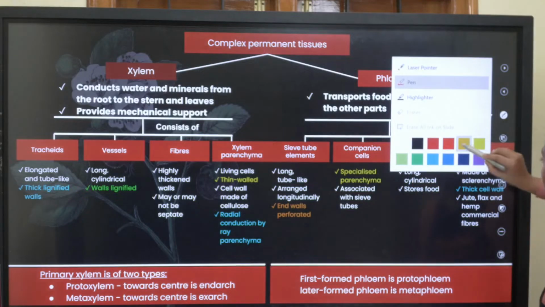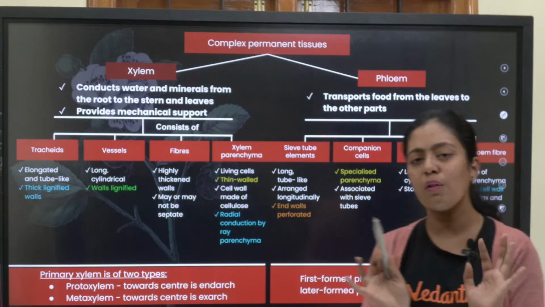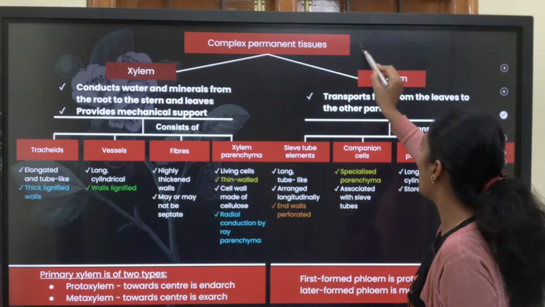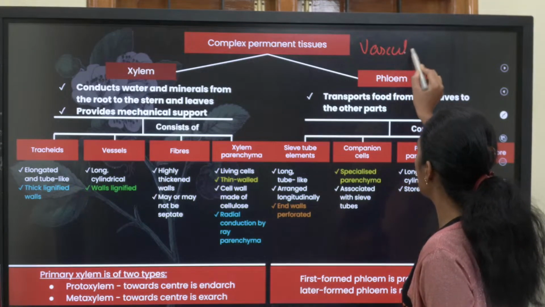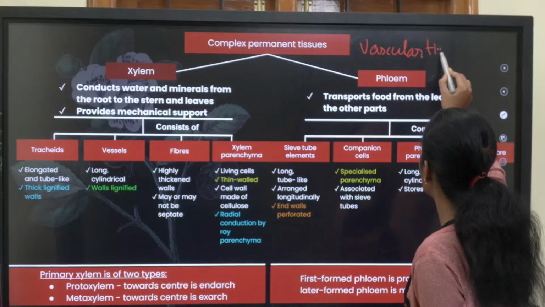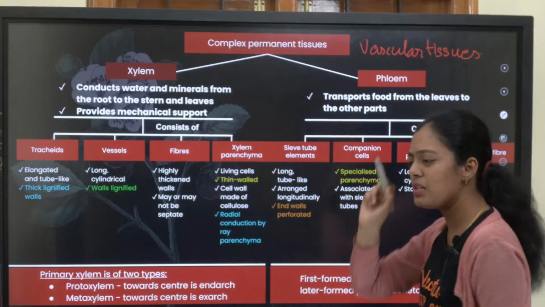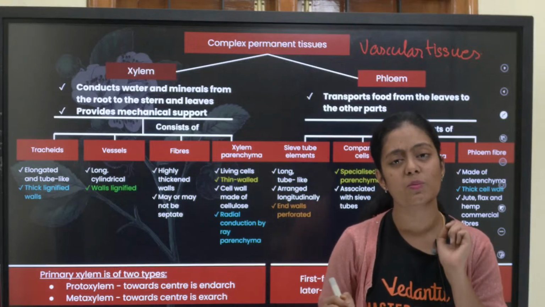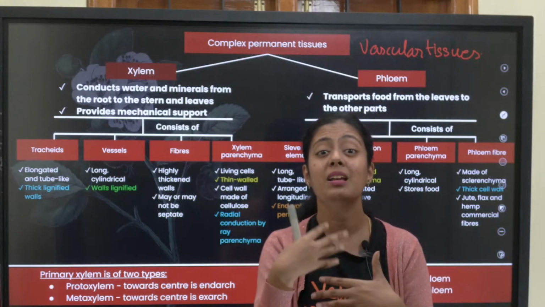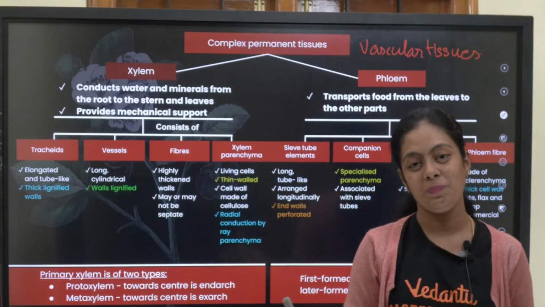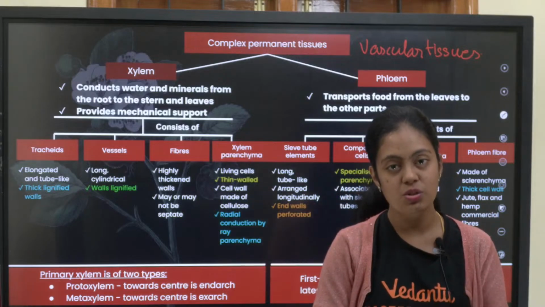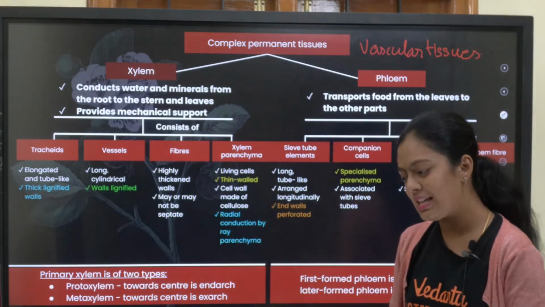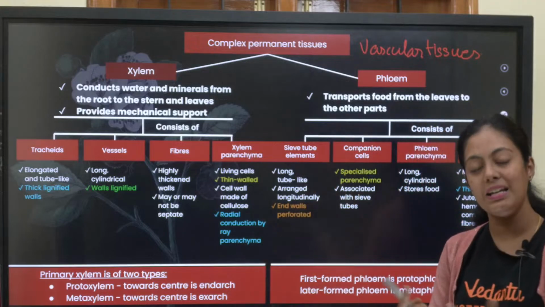So first, what are we going to look at? Xylem. What is the function of xylem? In xylem and phloem, what do we call them? We call them vascular tissues. Why do we call this vascular tissue? Can anyone tell me why we call xylem and phloem vascular tissue? Because they help in conduction of water and food. Okay, xylem and phloem are both vascular tissues. Yes, xylem is unidirectional, phloem is bidirectional.